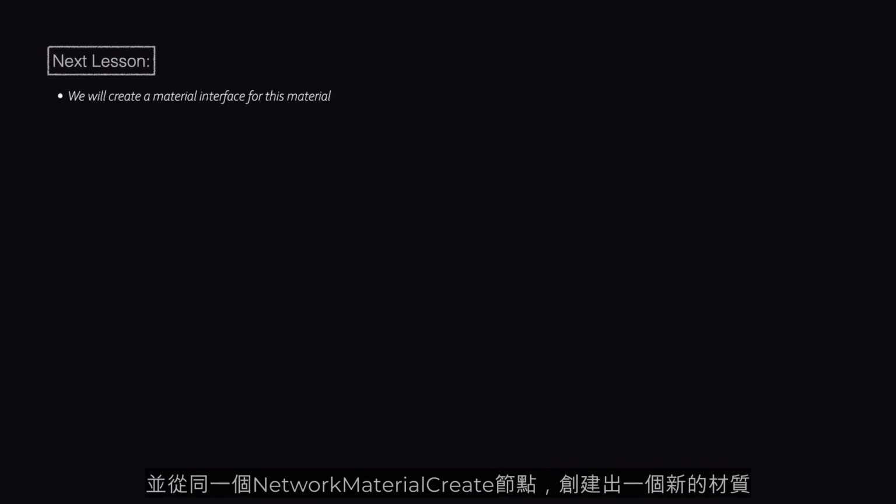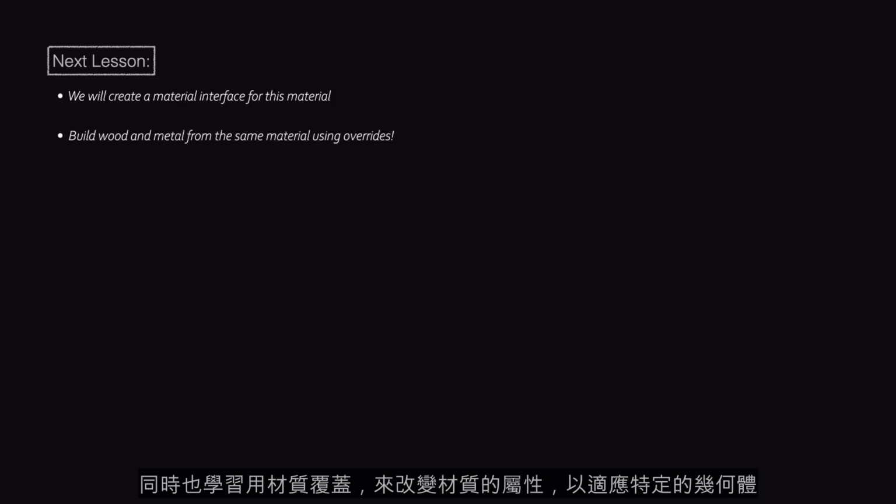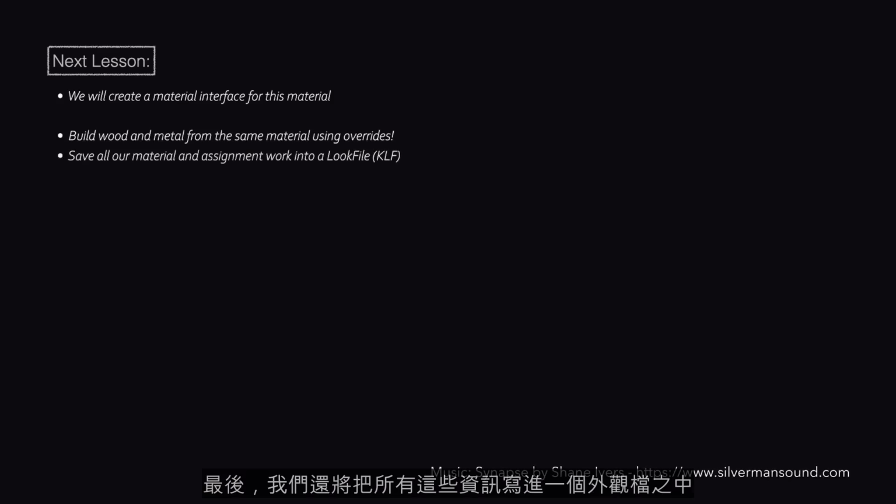We'll come back in the next lesson where we will look at setting up an interface for this material, create a new material within the same network material create node, and learn to use material overrides to change the material properties of a specific geometry. And finally, we will write all this information into a look file.